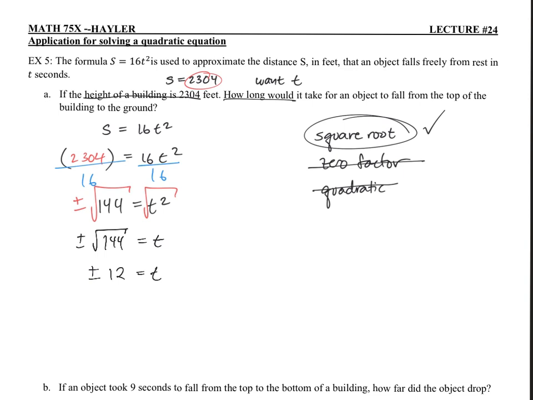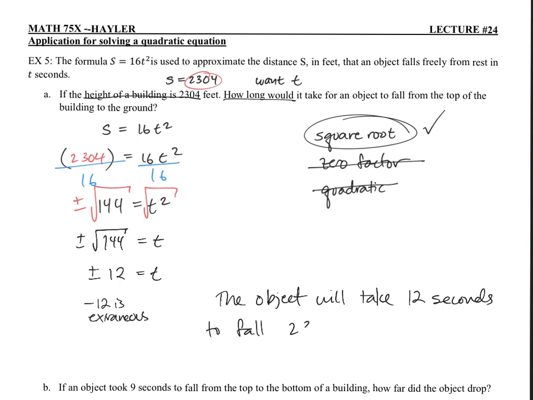Would it make sense to have negative 12 seconds? That doesn't make any sense. So we're going to say negative 12 is extraneous. It does not match our problem, so we're not going to take that answer. Our answer will be, and remember this is a word problem, so we need to answer in a sentence: the object will take 12 seconds to fall 2,304 feet.